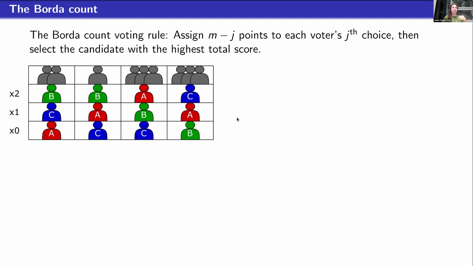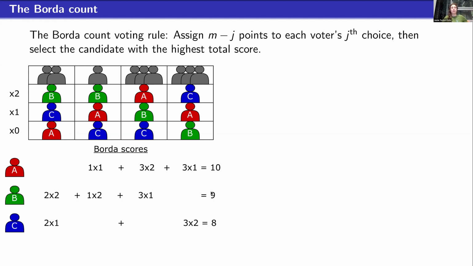So what's the Borda score of A here? Well, A gets 2 points for each of these voters. So that's 3 times 2. It gets 1 point for these voters and 1 point for these voters. So their total Borda score is 10. Okay. And you can do a similar calculation for B and C, and their Borda scores are 9 and 8 respectively. So the Borda winner from this preference profile is candidate A.